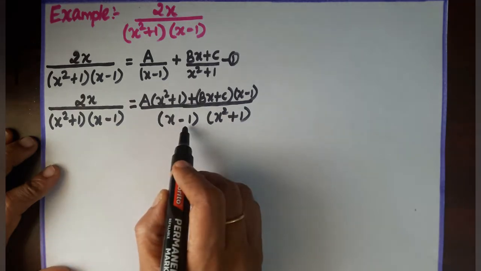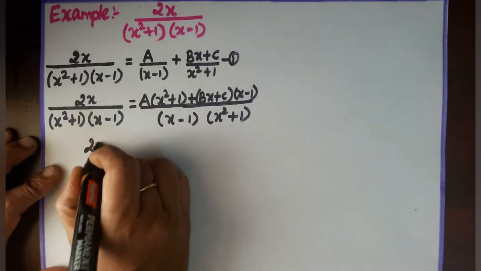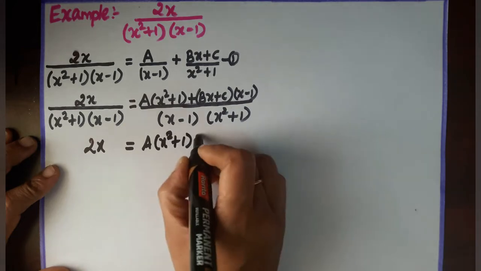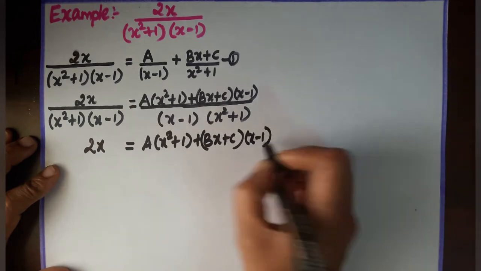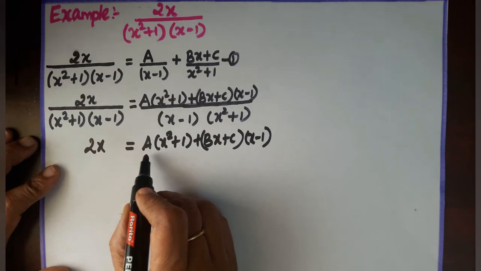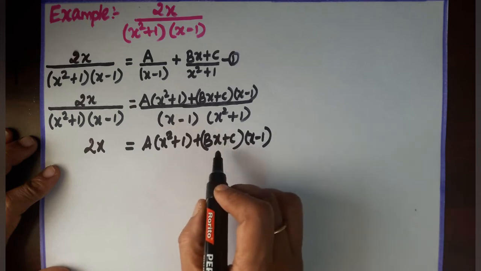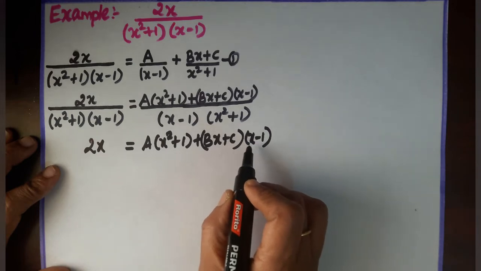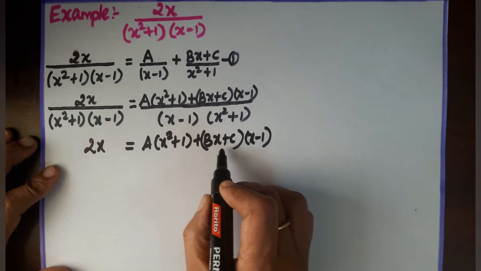Since we have the same denominator, we can eliminate the denominator. Then we get 2x equal to A into x square plus 1 plus bx plus c into x minus 1. First, I am going to find the value of A. To find the value of A, I need to make B and C as 0. That is, the second term fully will become 0. For that, I am going to select x value as 1. If I substitute x as 1, 1 minus 1 is 0, and 0 into bx plus c will become 0.